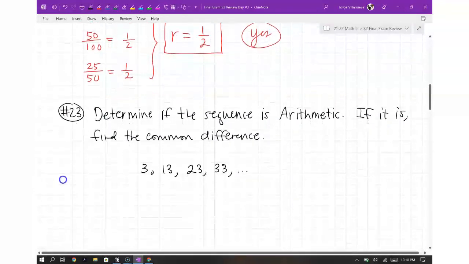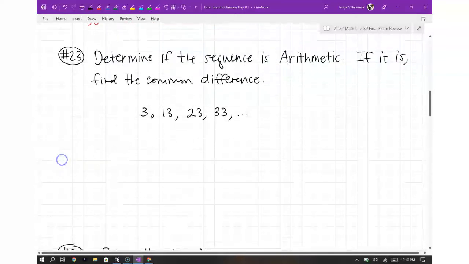It says determine if the sequence is arithmetic. If it is, find the common difference. Or is it an arithmetic sequence? Find the letter D. D equals something, right? Common difference. So is it an arithmetic sequence? Find the common difference if it is.